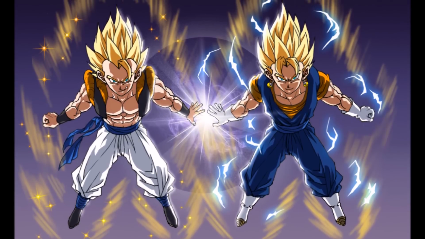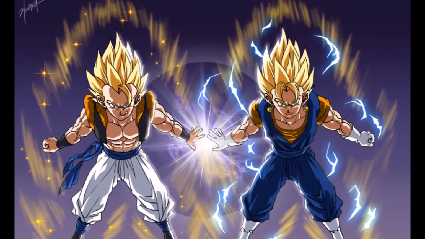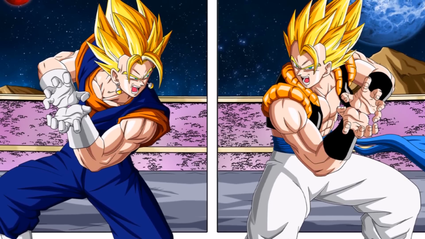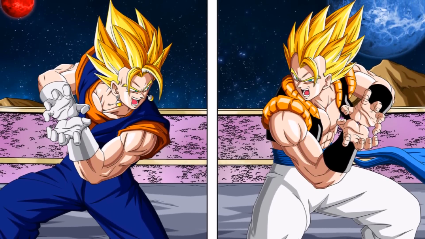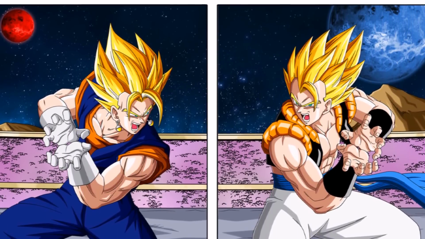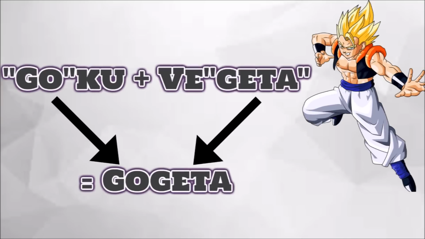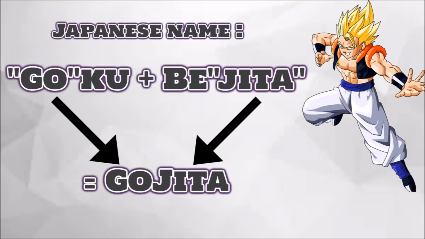One of the most prominent and notable differences between Gogeta and Vegito is the most obvious one, their name. Despite both characters being a fusion form of Vegeta and Goku, they still have different names. Gogeta is the obvious composite of the name Goku, which is Go, plus the remaining letters of Vegeta's name, which corresponds to the Japanese name Gogeta.